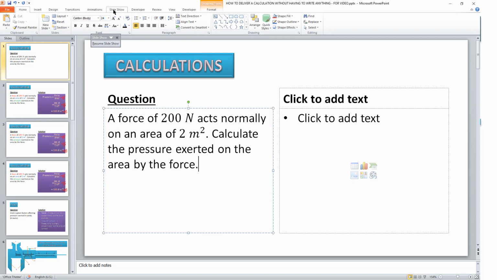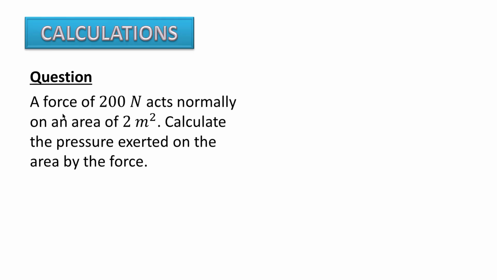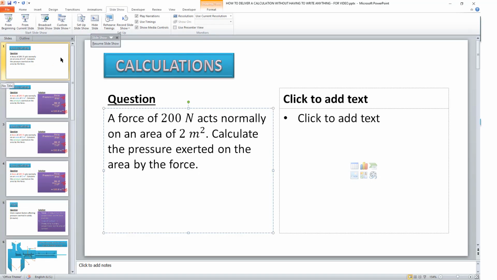Let's see how that slide looks. Slideshow, current slide. That is the way the slide will look. This is what your students are going to see before you click onto the next slide. So let's go back here. Now, what is the next step after this?